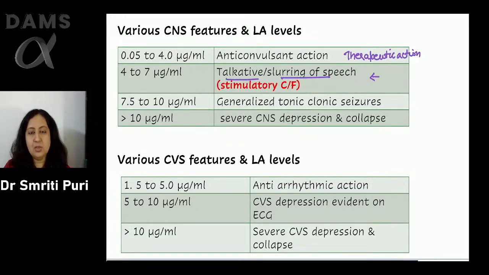Now the second table says various CVS features and LA levels. 1.5 to 5 microgram per ml is anti-arrhythmic action. So this is therapeutic. 5 to 10 microgram per ml, CVS depression evident on ECG. So ECG changes start. This is when toxicity has started showing its effects. And more than 10 microgram per ml, CVS has collapsed. Patient has also collapsed.